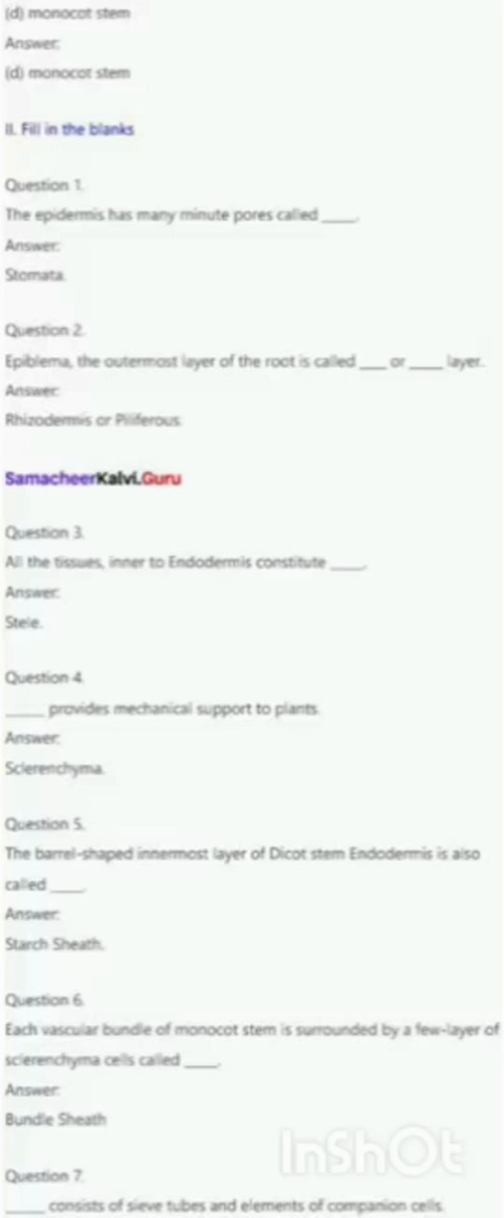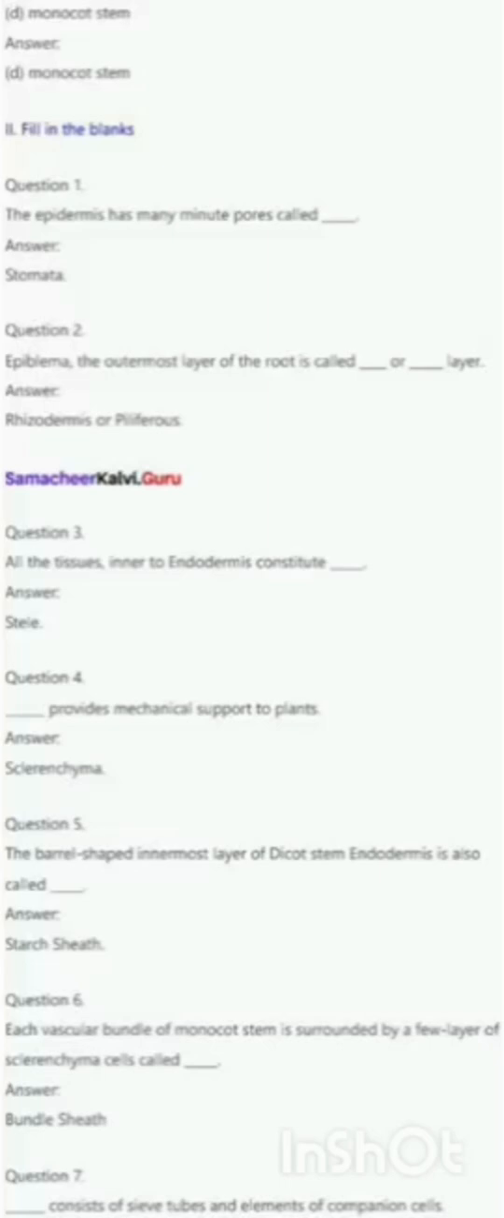Question 3. All the tissues inner to the endodermis constitute ___. Answer: stele. Question 4. ___ provides mechanical support to plants. Answer: sclerenchyma. Question 5. The barrel-shaped innermost layer of the dicot stem cortex, the endodermis, is also called ___.